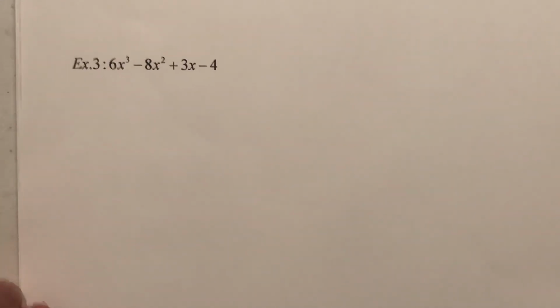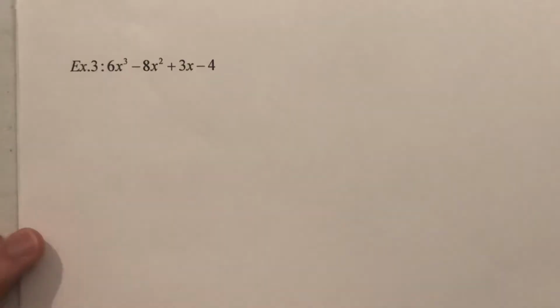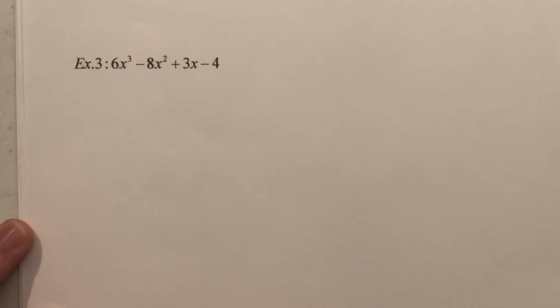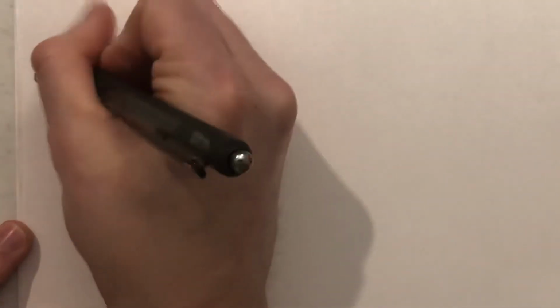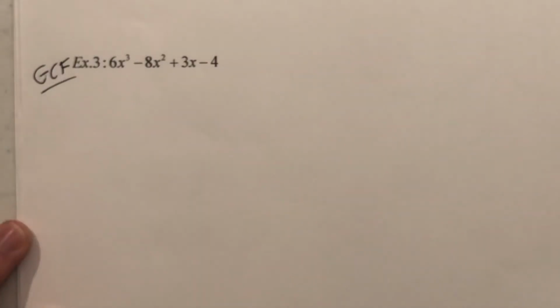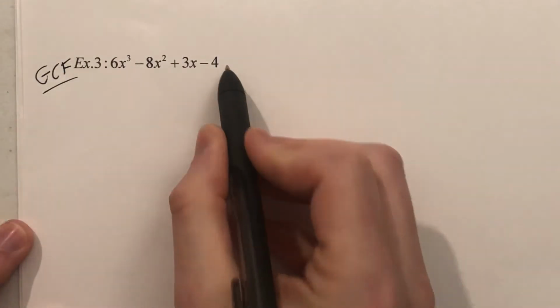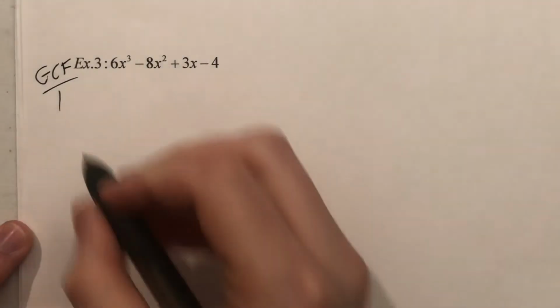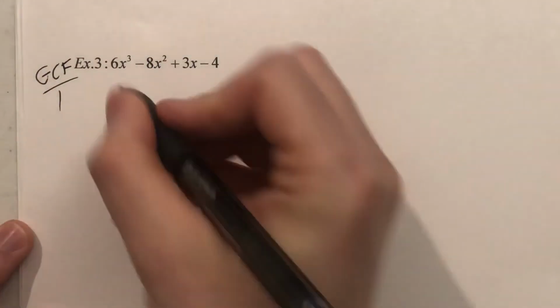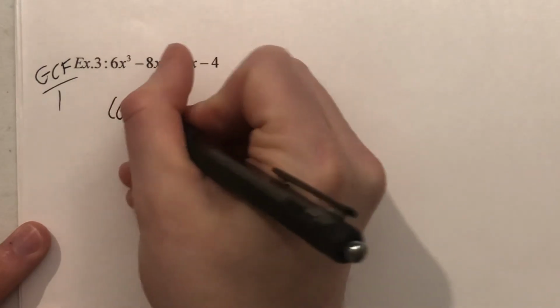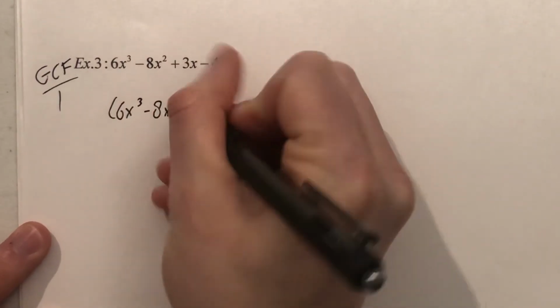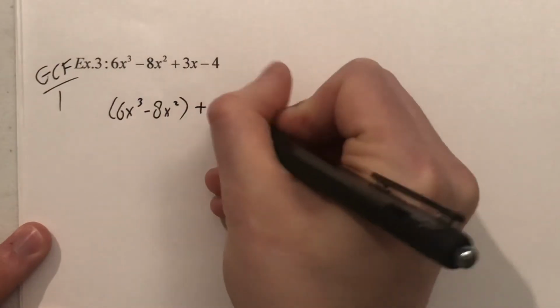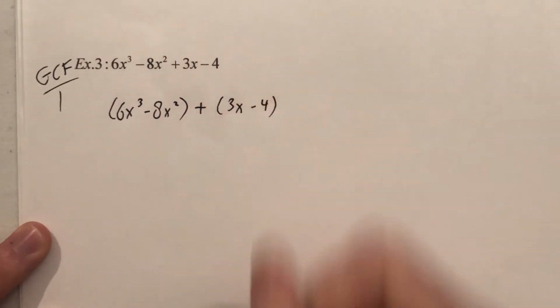All right, and one more. Four terms, but first step. Did you say GCF? I hope you did. GCF, nothing in common in the numbers, and that's a constant, so no x's in common, so GCF of 1 again. Like I said, that's going to happen plenty.